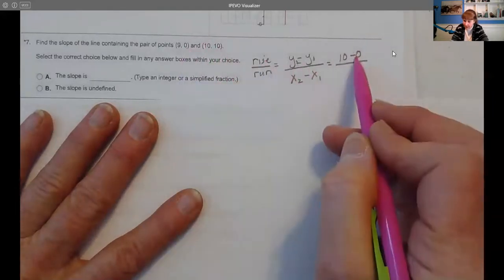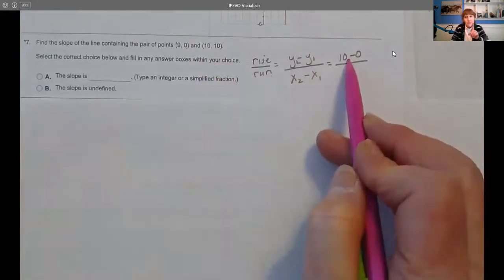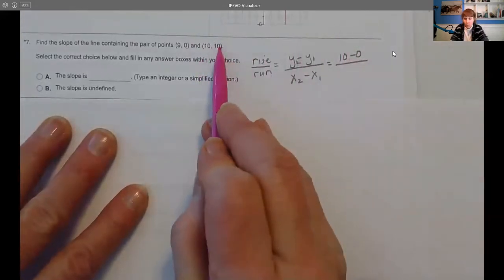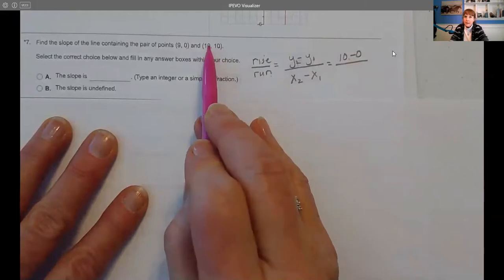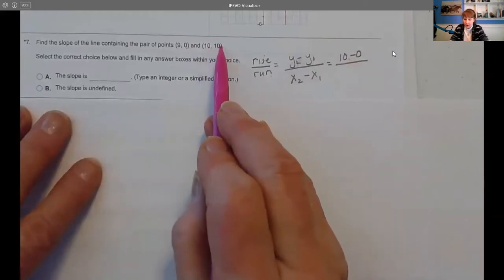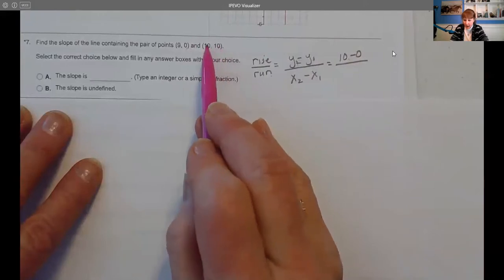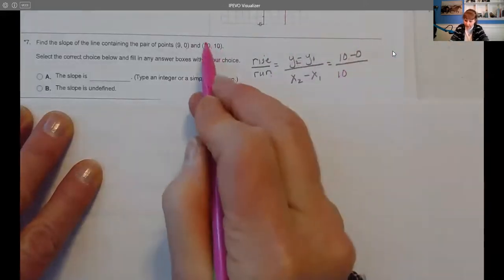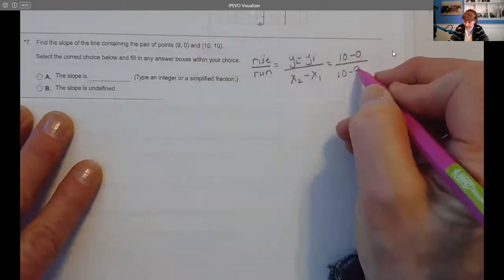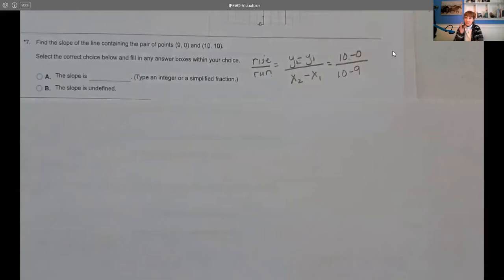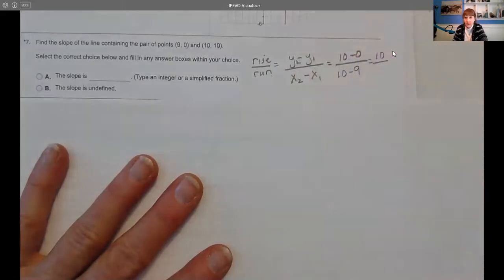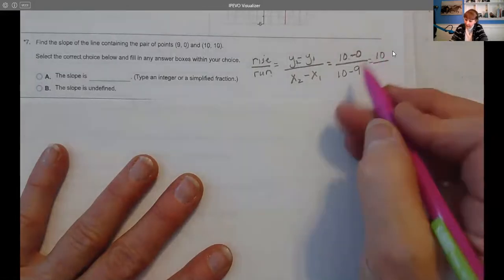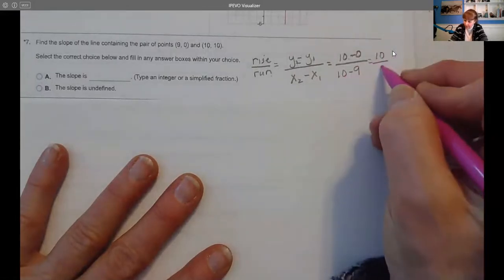That's going to be my rise. And the run, now this is important, because I started with this y, I have to start with that x underneath. You don't have a choice. So you have to stay consistent. If you start with that y in the numerator, you have to start with that y's x in the denominator. 10 minus 9. And then you just do your subtractions and simplify and you're done. So 10 minus 0 is 10, and then 10 minus 9 is 1.